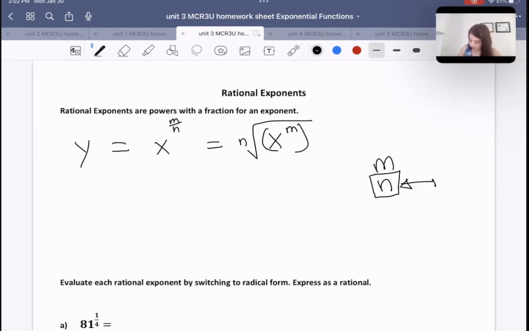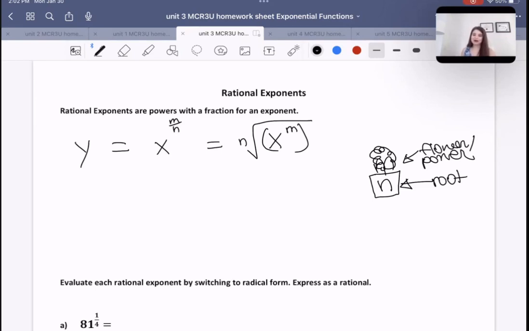This is our root. And then m is like our flower, or power, rather, right? So we have our root in the bottom and our power on the top, essentially. So if that picture helps you, great. If not, that's okay too.